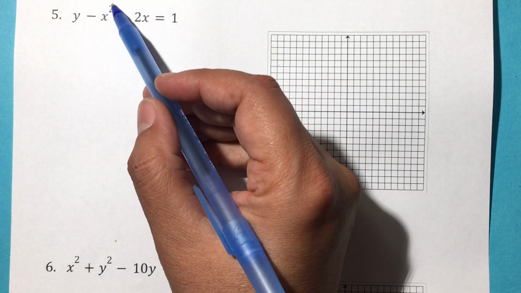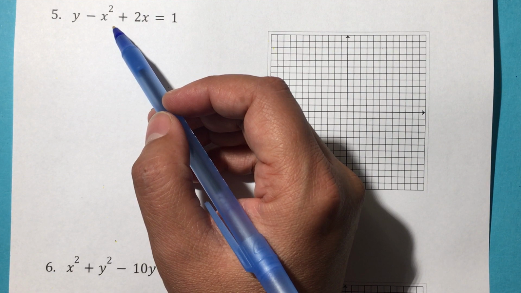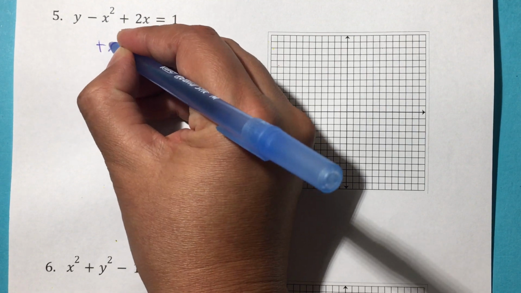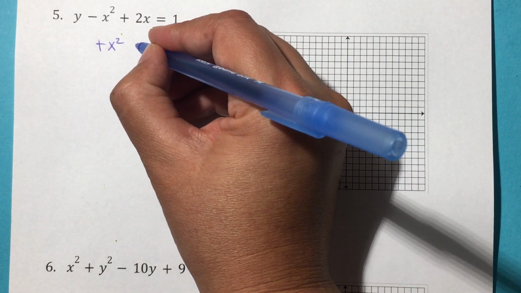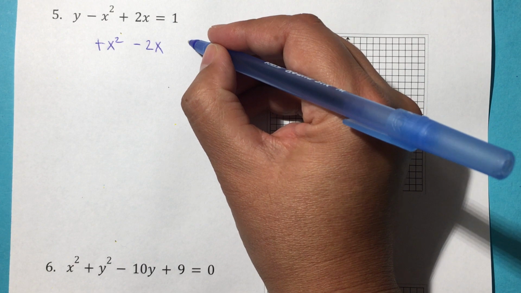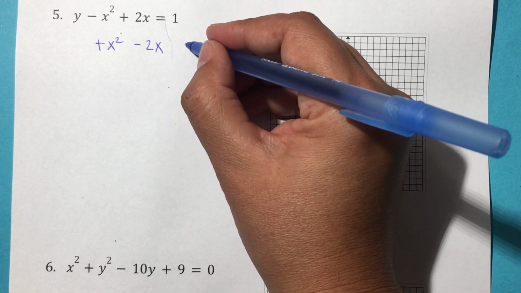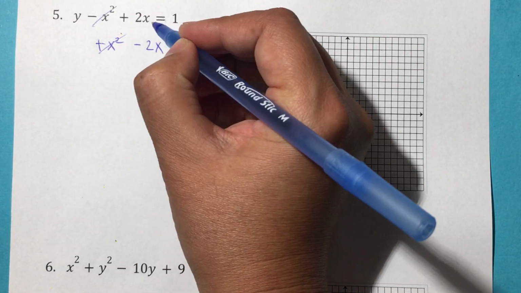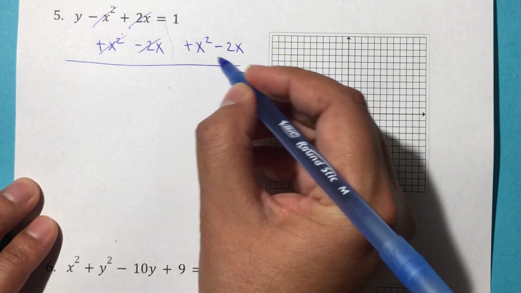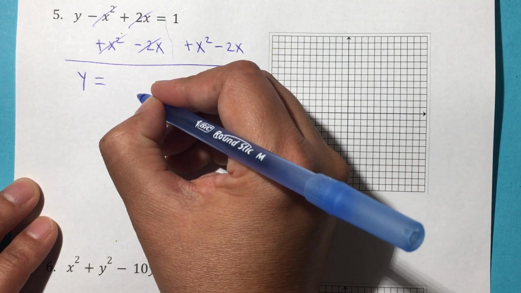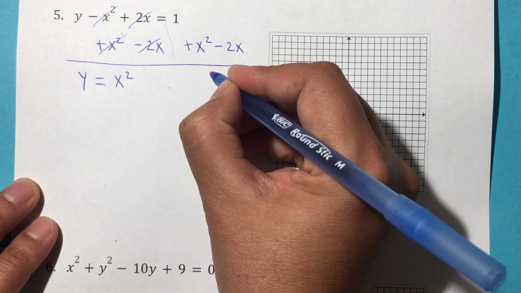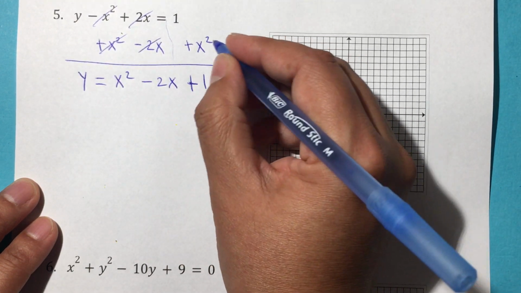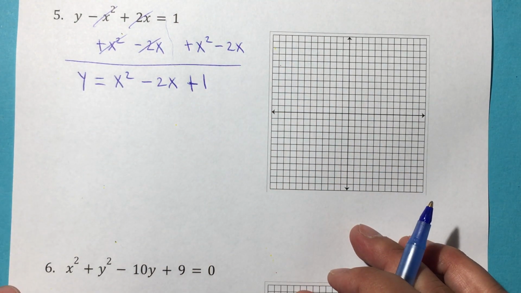Number 5, x is squared. So that means that it's going to be a parabola and it will open up. Okay, so the first thing we're going to do is get rid of the x squared and the x. If we do that on one side, we have to do it on the other side. So plus x squared minus 2x. These cancel, and we end up with y equals x squared minus 2x plus 1. Because they are not like terms, we're just bringing them the same way.